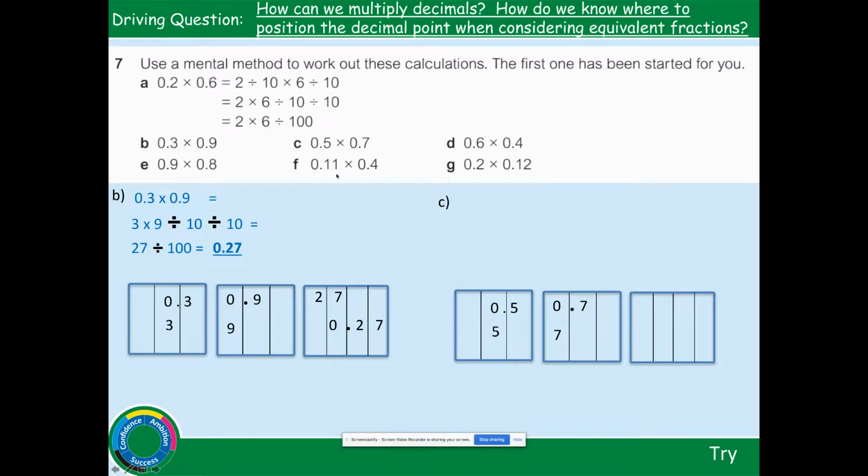Okay, C, 0.5 times 0.7. Multiply by 10, multiply by 10. So that means you're going to do divide by 100. 5 times 7 is 35 on my grid. 2 places over, 2 places over. Final answer is 0.35.